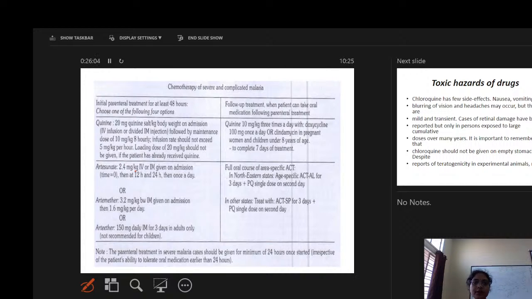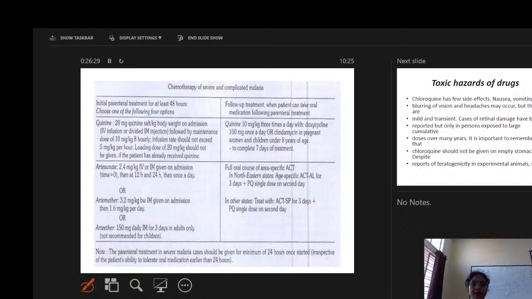Artesunate 2.4 mg per kg IV or IM given on admission, that will be counted as 0. Then at 12 hours and 24 hours, then once a day. Or artemether, where you will give 3.2 mg per kg body weight IM given on admission, then 1.6 mg per kg per day. Or arteether, 150 mg daily IM for 3 days in adults only. It's not recommended for children.